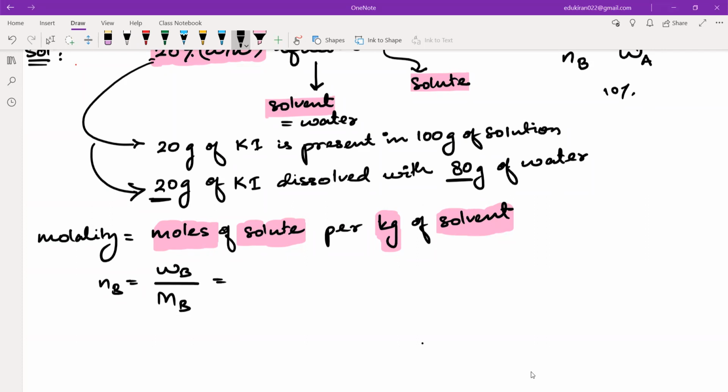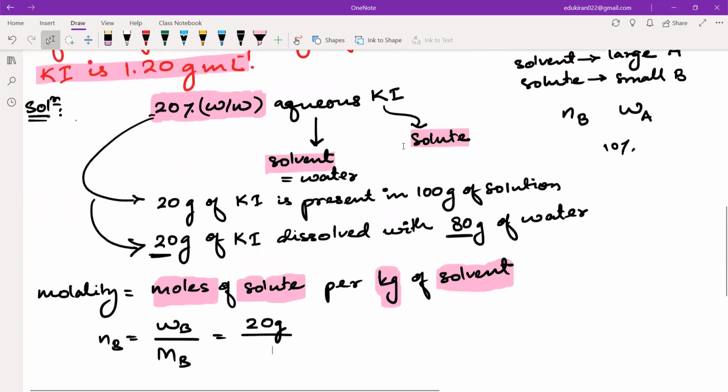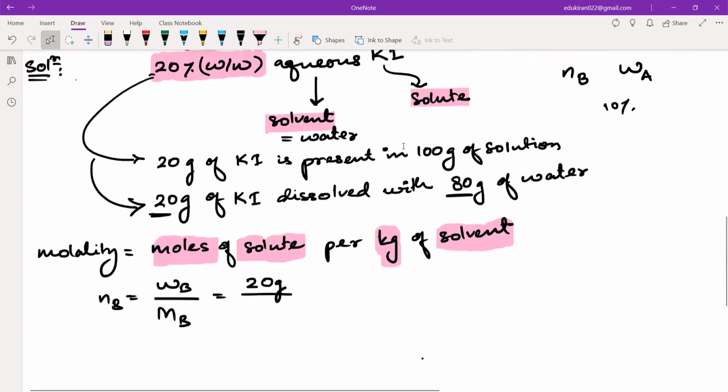So what is the given mass of solute? Tell me. What is the solute here, Rayan? It's 20 grams, yeah, correct. 20 grams of KI, na? KI is the solute, right? And 20 grams is present in the solution. That is why 20 grams.